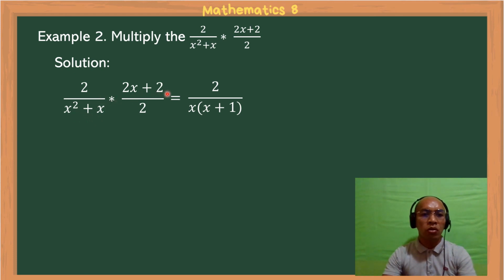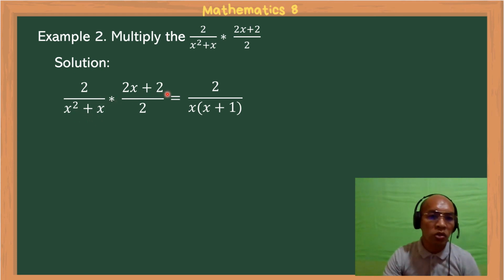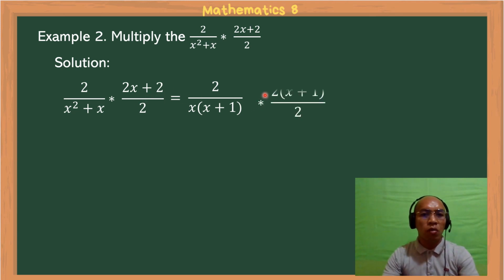So we are going to factor also the second rational expression. The common monomial factor of 2x and 2 is 2. By dividing 2x by 2, that is x. Then 2 divided by 2, that is 1. So we just copy positive 2. Now cancel out the common factor. So 2 in the numerator, we also have 2 in the denominator. Cancel them out because their quotient is equal to 1.